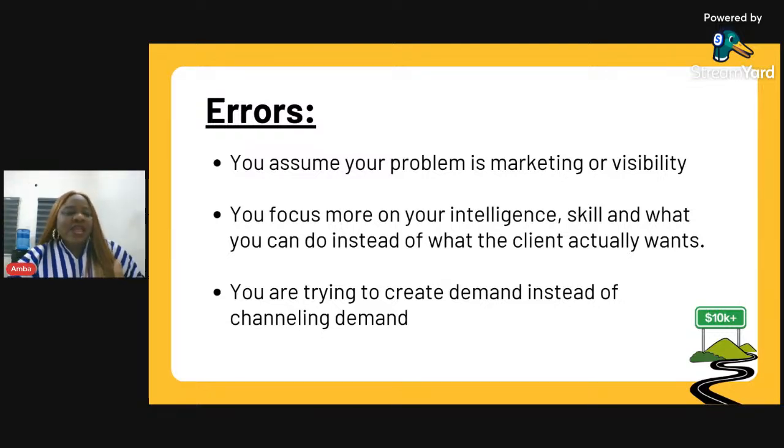That's the truth. Another error: you're trying to create demand instead of channeling demand. We've already said that. You should be fulfilling demand, channeling demand, instead of trying to create desire, so that you don't find yourself in a convincing game. You don't find yourself answering a lot of objections, trying to say, come now, don't worry, this course will help you, please now. That's not how it should be. If you get to the point of convincing people that this is the course for them, that means you've missed the mark. That means you're talking to people who do not really see the value in what you're giving.